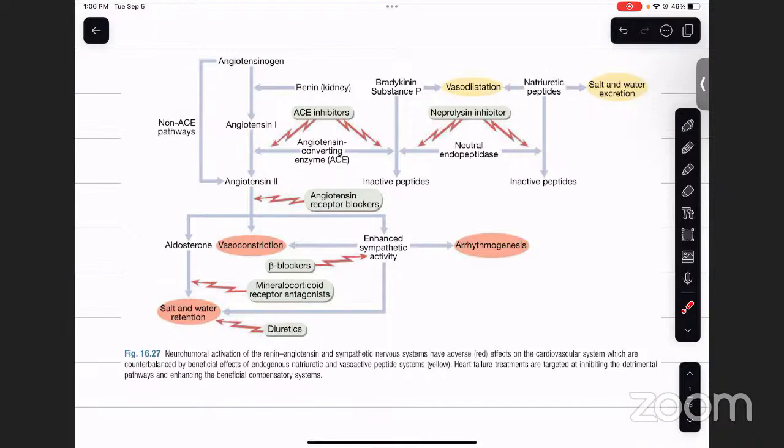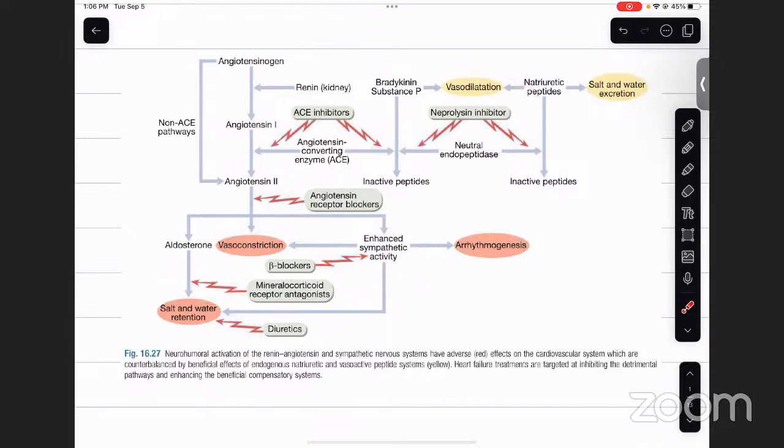So bradykinin, substance P, will lead to inactive peptides by the action of neprilysin. So we don't need that action. We want the bradykinin actions. So we must block it here with a neprilysin inhibitor. If we block this pathway, there will be more bradykinin, more vasodilatation effect, and also a natriuresis effect. So this is the protective mechanism in heart failure.